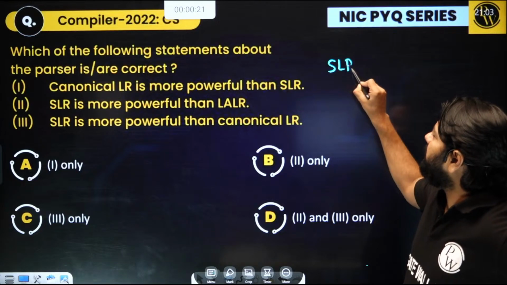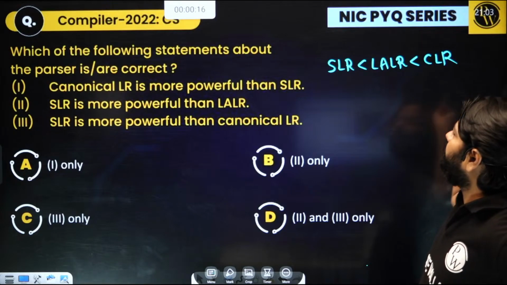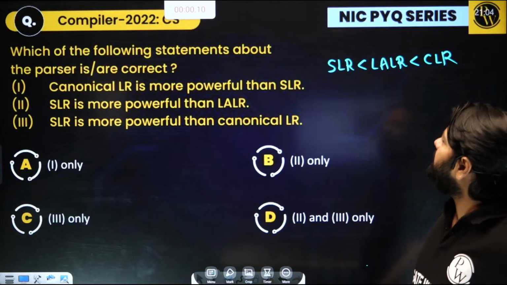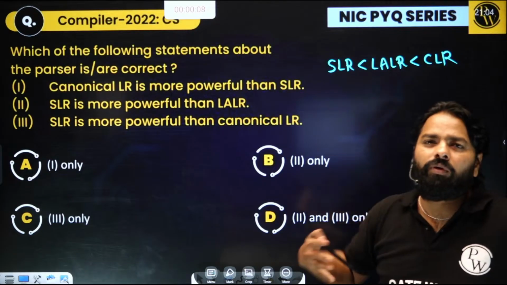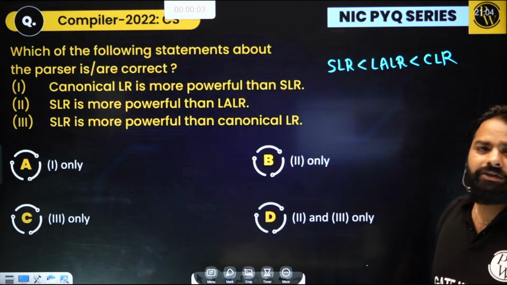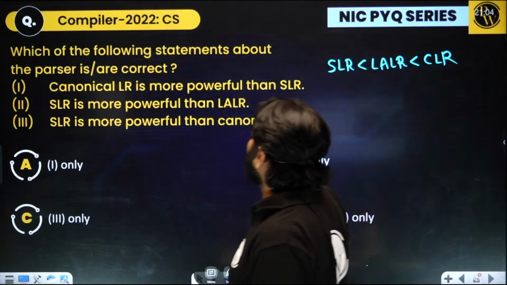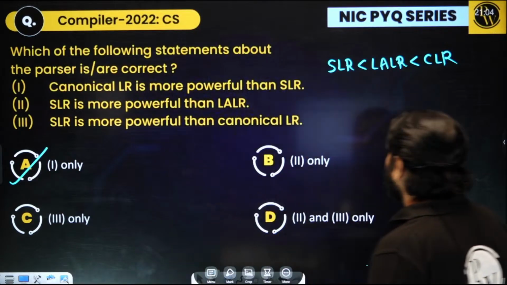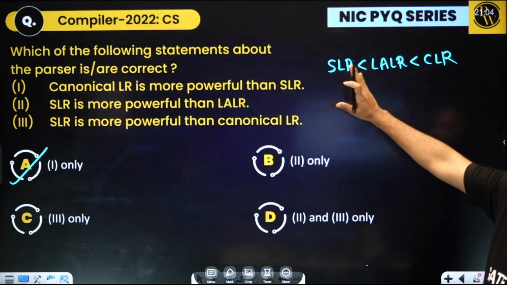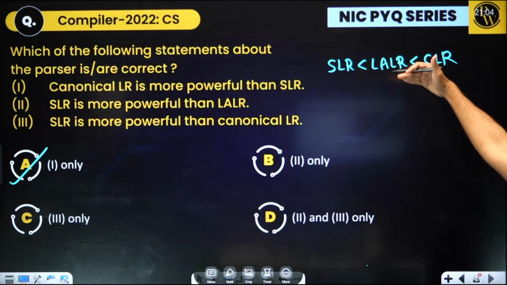SLR is less powerful than LALR and less powerful than CLR in general. Using this you can answer it. CLR is more powerful than SLR because CLR can understand more languages, more grammars than SLR. Correct. So most of you have done it correctly. That's option A. Correct. So just use this relation. SLR is less powerful than CLR. SLR is less powerful than LALR. And when you look at it from this side, LALR is more powerful than SLR. CLR is more powerful than both of them.